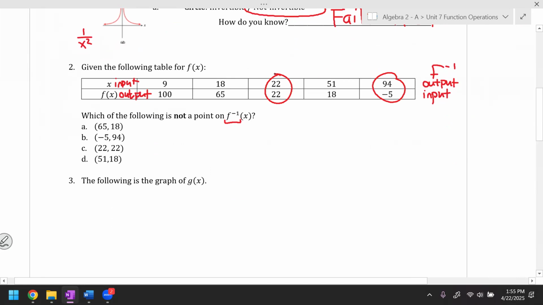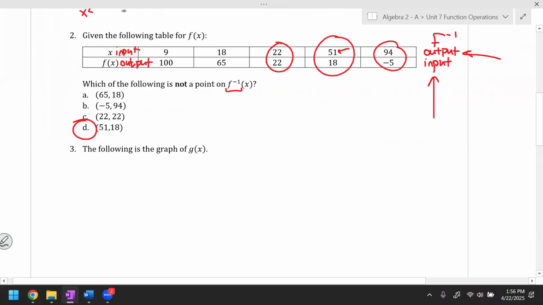But 51, 18, well, it looks like that should be this one. But hang on, we're talking about the inverse. Is 51 the output or the input? For the inverse, 51 is the output because we've switched already. But here it's the input. Ah, that's no good. So this is the one that's missing. D is missing from the graph of the inverse.